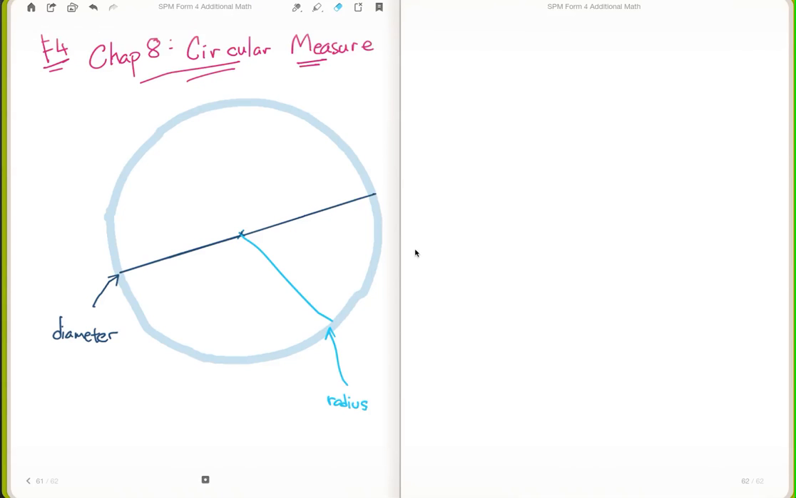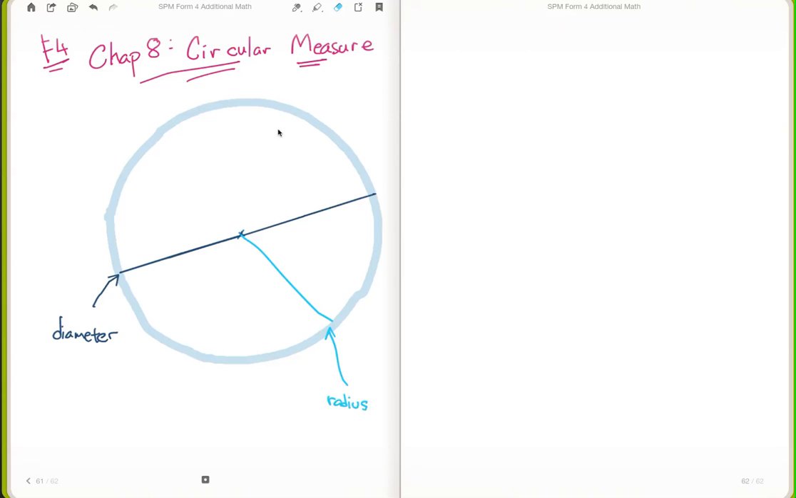This free tuition series. Today I'm going to show you Form 4, Chapter 8, that is called circular measure. This chapter is a continuation from your Form 3. It's about circular measure. Circular measure is about bulatan.